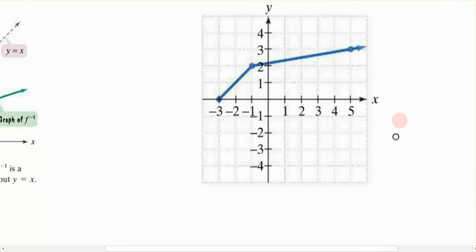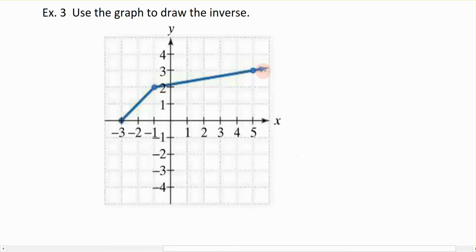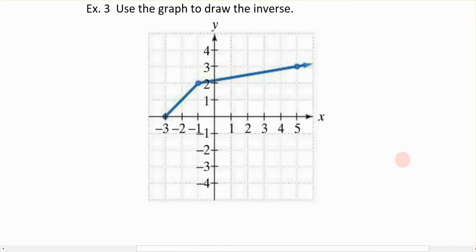Let me make this a little smaller. So I want to use the given graph to then draw the inverse function. In order to do that, I want to point out the points that we are given here. This is the point (-3, 0). I then have the point (-1, 2). And the final point that's given to me is the point (5, 3). Now, in order to draw the inverse, I'm simply going to take these 3 points and switch their ordered pairs, or their x and y coordinates.